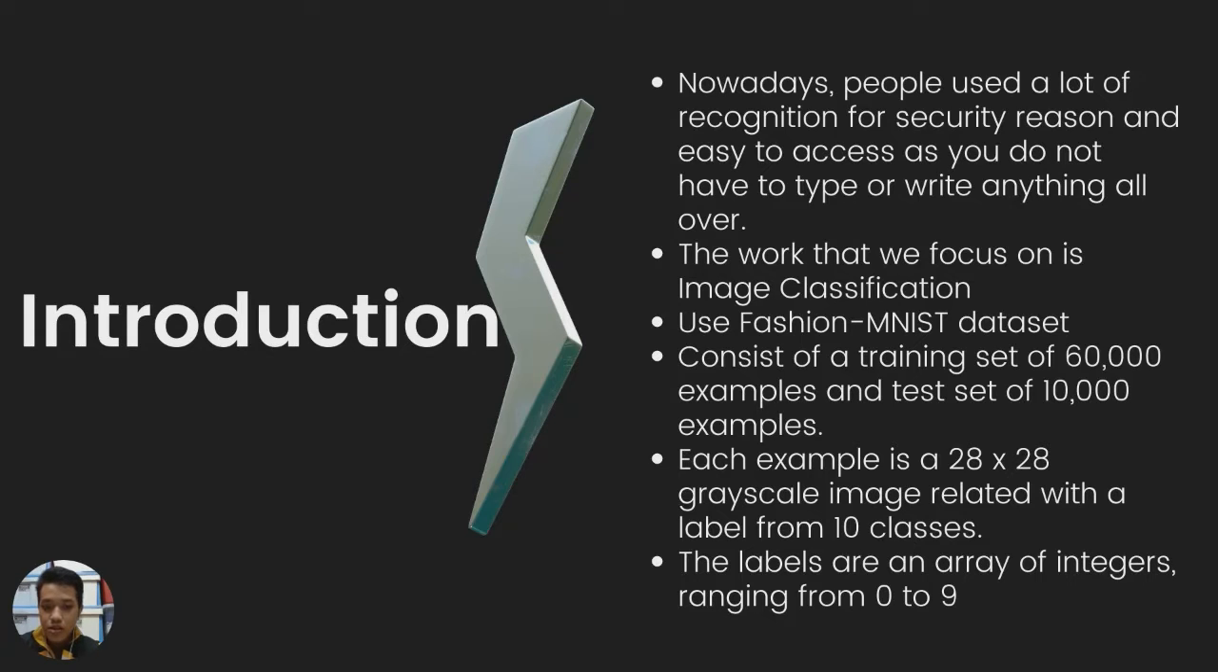The dataset consists of a training set of 60,000 examples and test set of 10,000 examples. Each example is a 28 times 28 grayscale image related with a label from 10 classes. The labels are an array of integers ranging from 0 to 9.